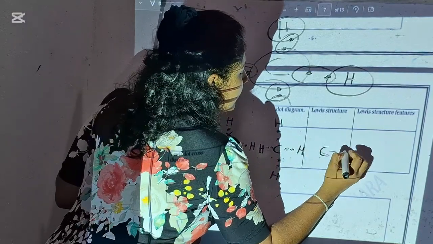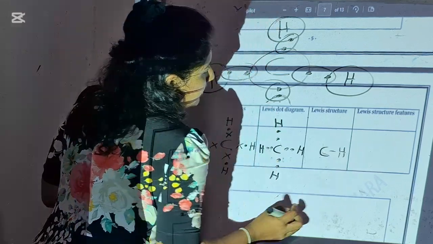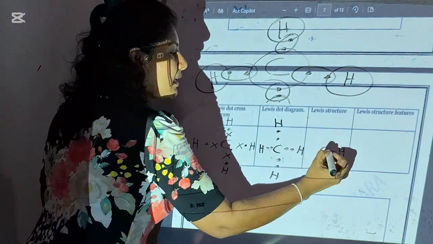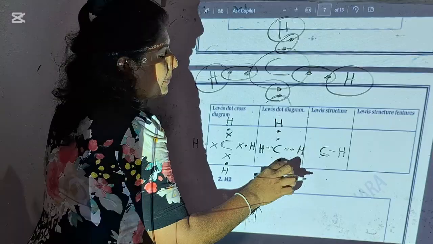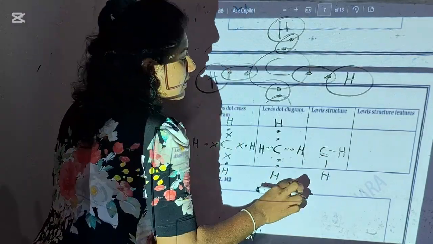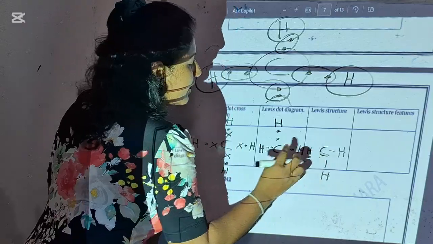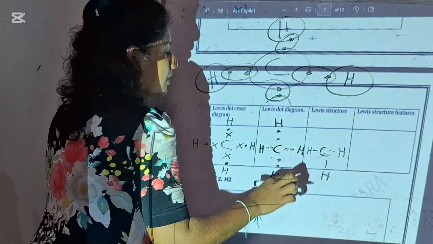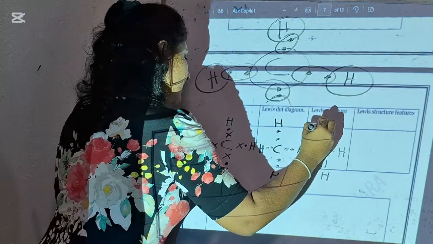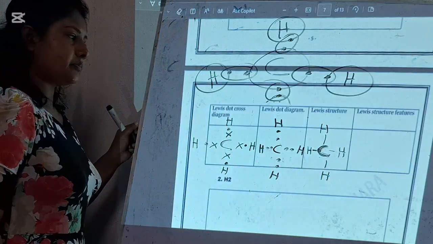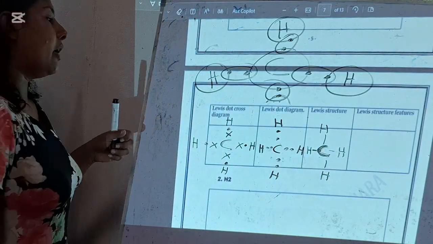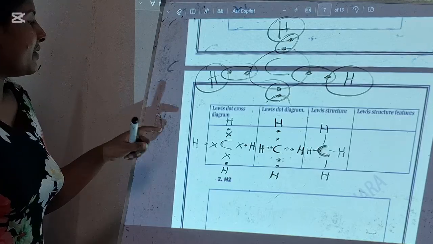So put a dash instead. Between carbon and hydrogen, a dash. Then between carbon and hydrogen another dash. Between carbon and hydrogen another dash. Between carbon and hydrogen another dash. This is the way of drawing the Lewis structure of CH4.